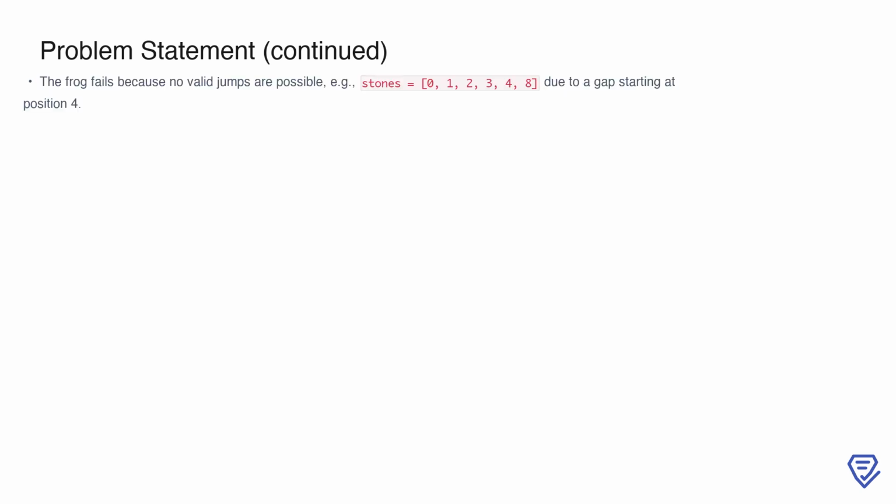Lastly, let's consider a scenario where the frog fails. If the input array is 0, 1, 2, 3, 4, 8, the frog cannot reach the last stone. After jumping to position 4, the frog is unable to make a valid jump to the next stone because the gap between positions 4 and 8 is too large. None of the possible jump sizes, 3, 4, or 5 units, can bridge this gap. This highlights how gaps in the stone layout can prevent the frog from crossing the river successfully.